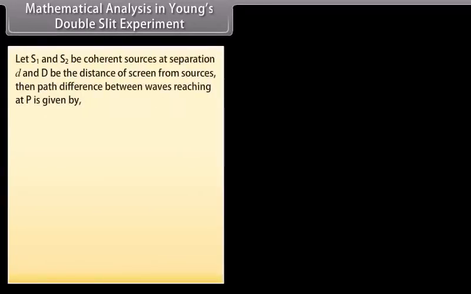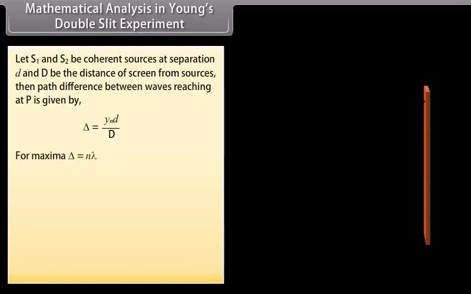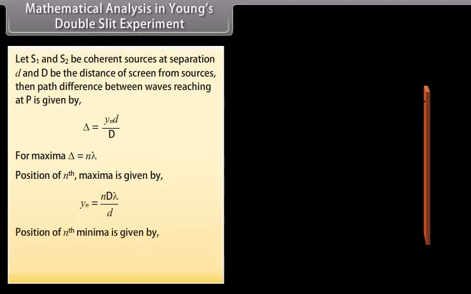Mathematical analysis in Young's double slit experiment. Let S1 and S2 be coherent sources at separation d and capital D be the distance of the screen from the sources. Then the path difference between waves reaching at P is given by yn times d divided by capital D. For maxima, delta is equal to n lambda, and the position of the nth maxima is given by n capital D lambda upon small d. The position of the nth minima is given by (2n minus 1) upon 2 into capital D lambda upon small d.